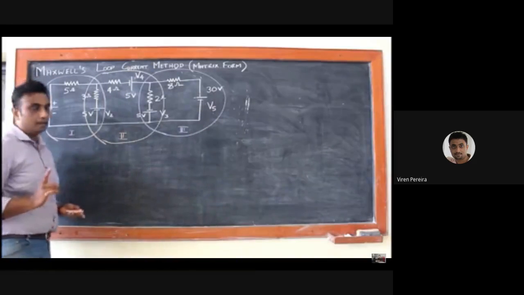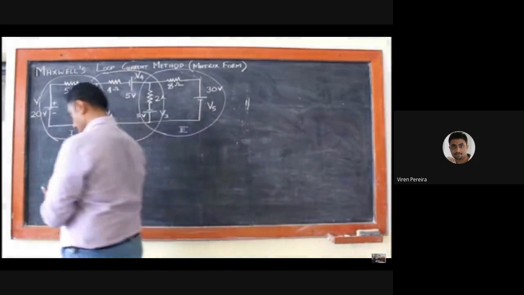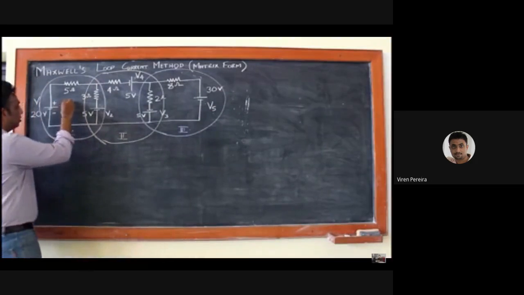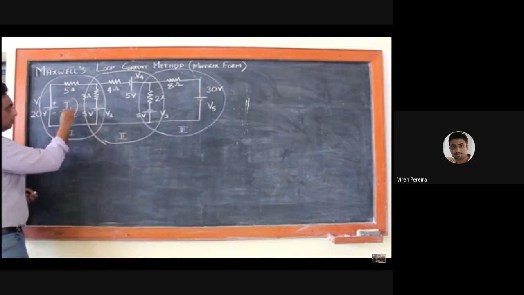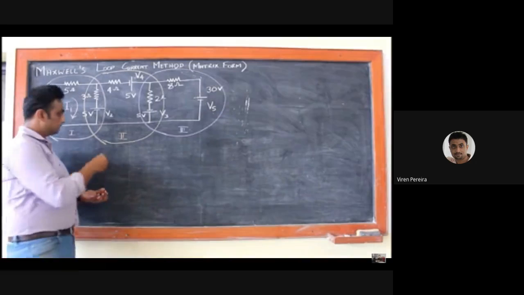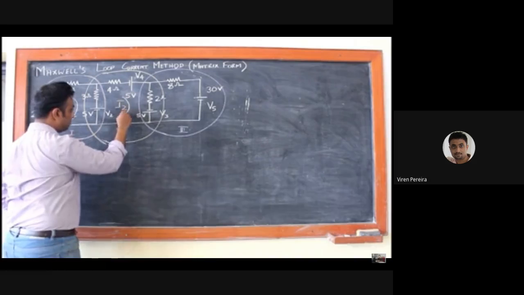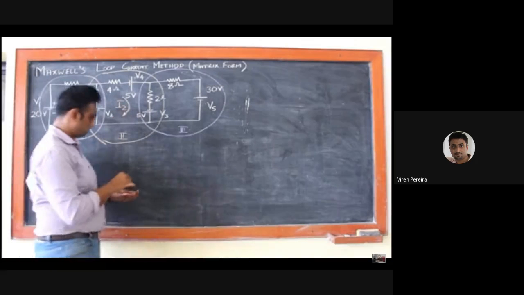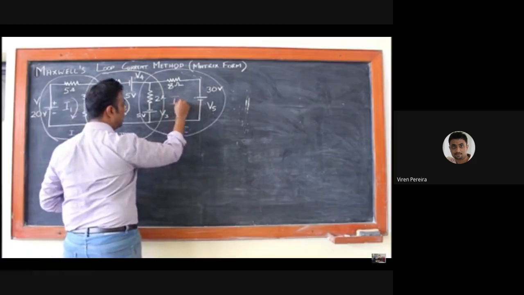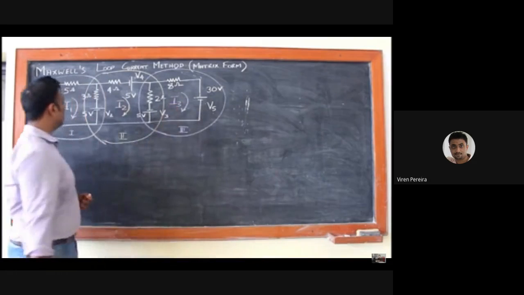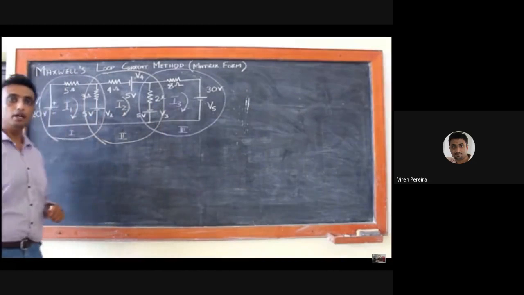Now, second step to go for the shortcut method. Label your loop currents. So since this is loop 1, this is I1. Since this is loop 2, this is current I2. And since this is loop 3, this is current I3. So altogether, I got I1, I2 and I3, which are my loop currents.